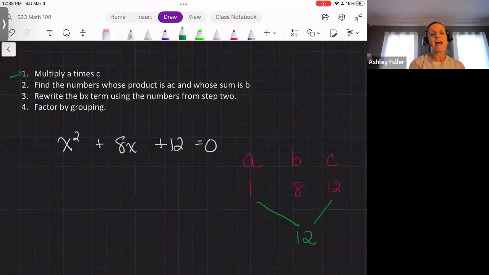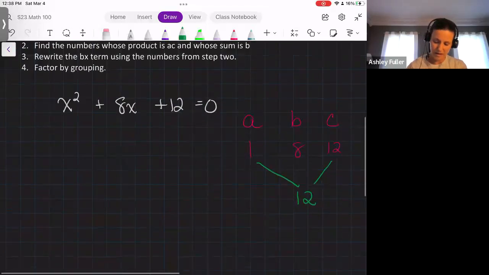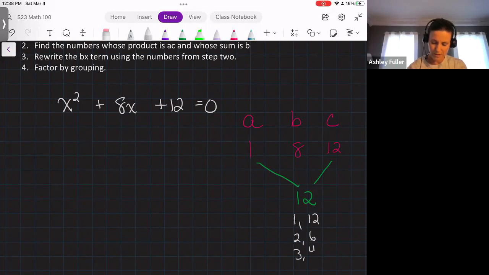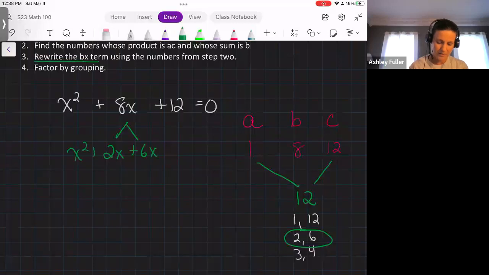My first step, the way it's listed here, is to multiply a times c, which gives me 12. And then I have to find numbers whose product is ac and whose sum is b. I typically list my factor pairs, which in this case are 1 and 12, 2 and 6, 3 and 4. And then I want to find the pair that I can add together to get 8. In this case, I can add 2 plus 6 to get 8. So then I'm going to rewrite this bx term using those two numbers, as 2x plus 6x. My other two terms remain the same.